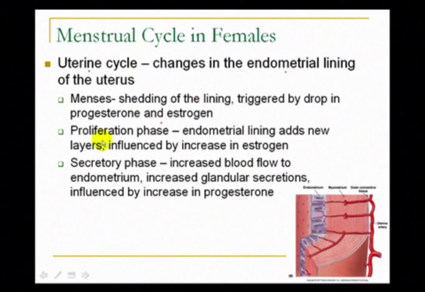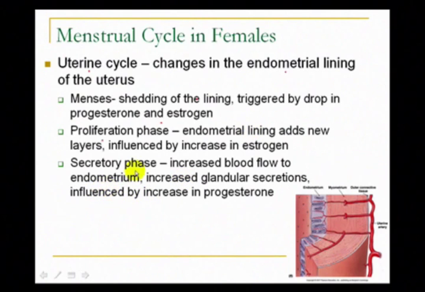Then what happens is the proliferation phase, which is after the endometrium is shed. You're going to need to rebuild it to prepare for if pregnancy occurs next month. So under an increase in estrogen levels, the endometrial lining is going to divide and produce more cells and add new layers.